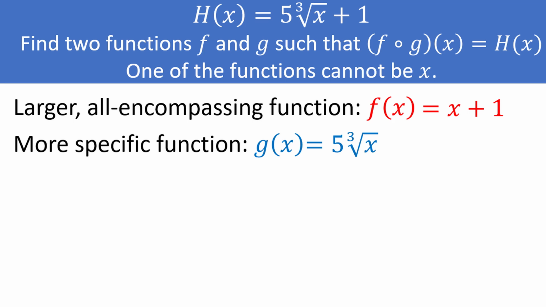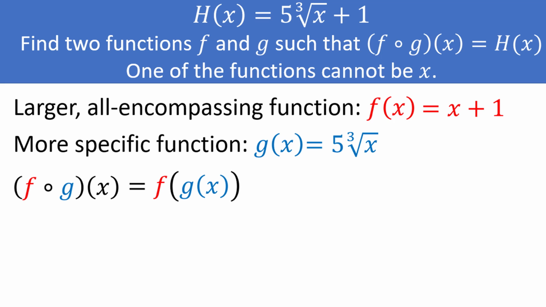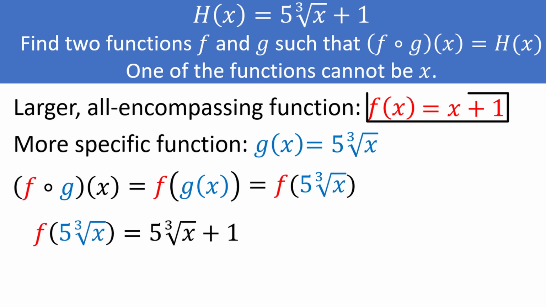Let's check to see if it worked. F of g of x is equal to f of g of x, which is f of 5 times the cube root of x. F of 5 times the cube root of x is 5 times the cube root of x, plus 1, which matches h of x, verifying that we have found a solution.